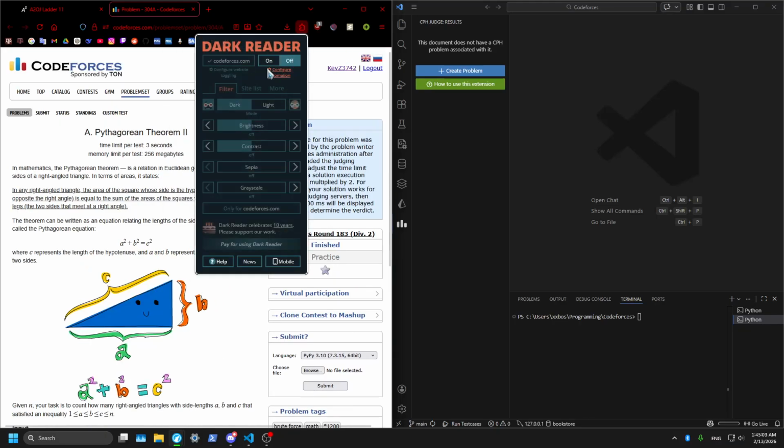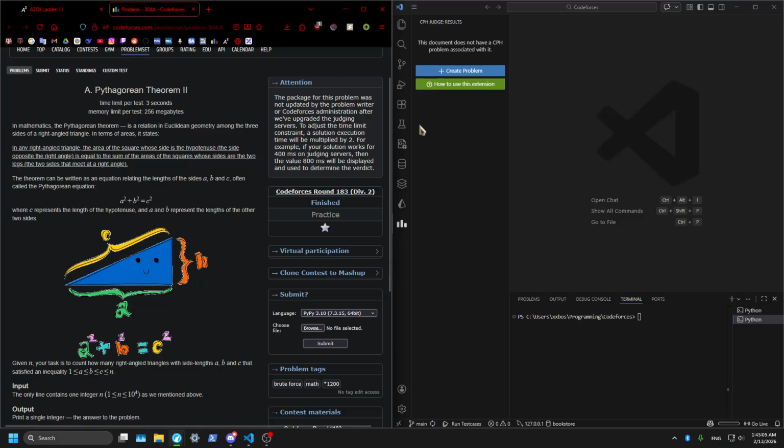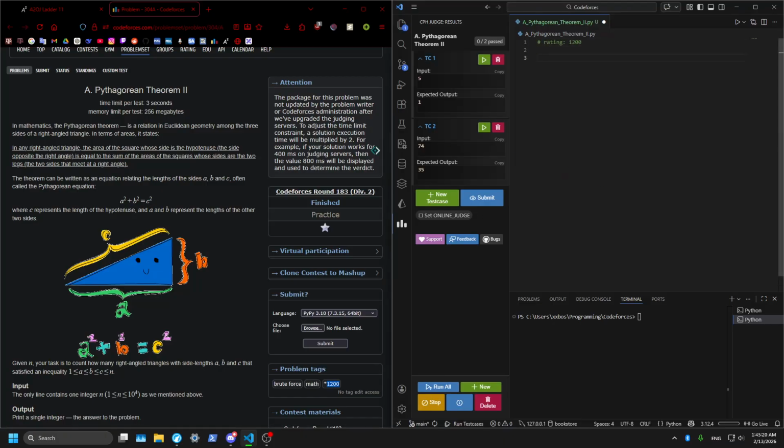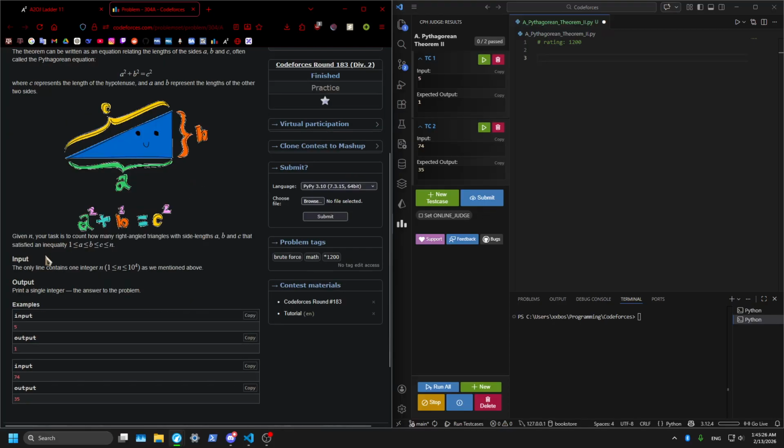Let's just get started with this problem. Pythagorean Theorem 2. Mathematics. Okay, first things first, 1200, it's a brute force problem. Math problem. Okay. I understand what the Pythagorean theorem is. What do you want me to do?